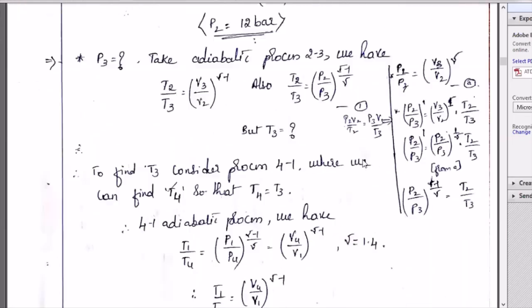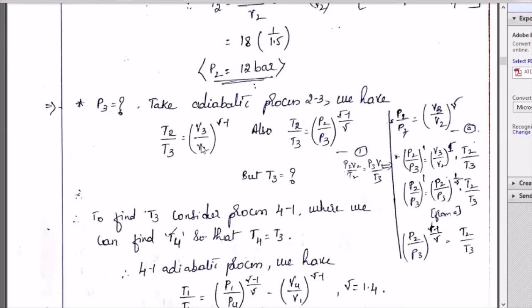Check out here. T2 by T3 is V3 by V2 to the power of gamma minus 1. Also it is equal to P2 by P3 to the power of gamma minus 1 by gamma. These two equations are the same because the left hand side is T2 by T3 in both: V3 by V2 to the power of gamma minus 1, and P2 by P3 to the power of gamma minus 1 by gamma. That is what I have shown here, how we got it.